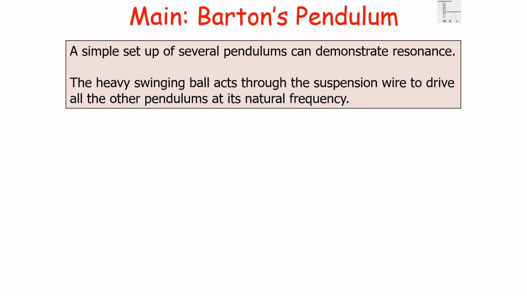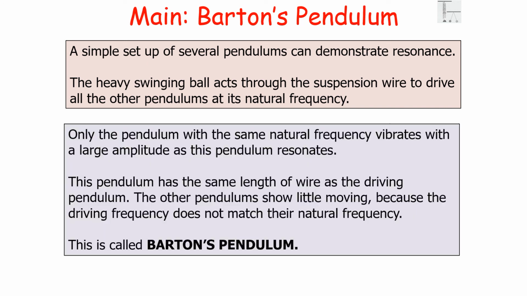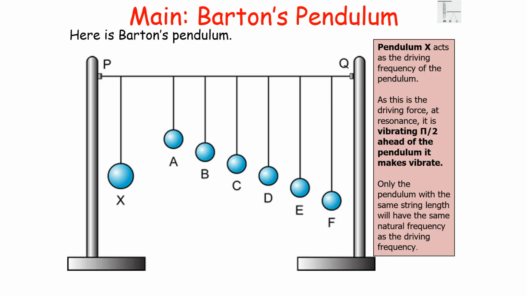So finally, we can show a simple setup of several pendulums showing this resonance. What we can show is something called Barton's pendulum, which is when a heavy swinging ball acts through the suspension wire to drive all the other pendulums at its natural frequency. Now only the pendulum with the same natural frequency vibrates with a large amplitude because this is the pendulum under resonance. This is because the pendulum has the same length of wire as the driving pendulum, and so the other pendulums show little movement because their driving frequency does not equal that pendulum's natural frequency.